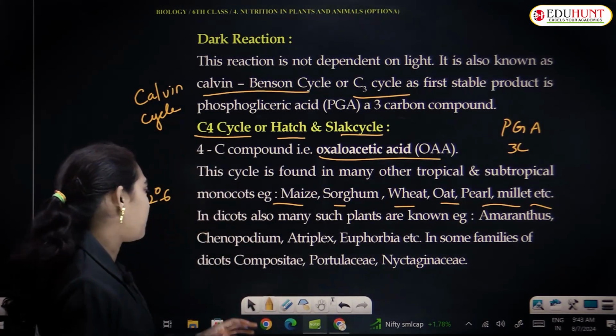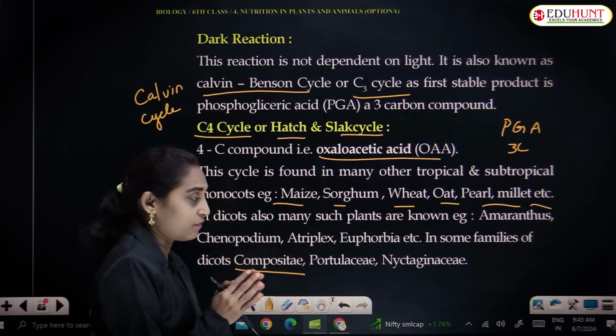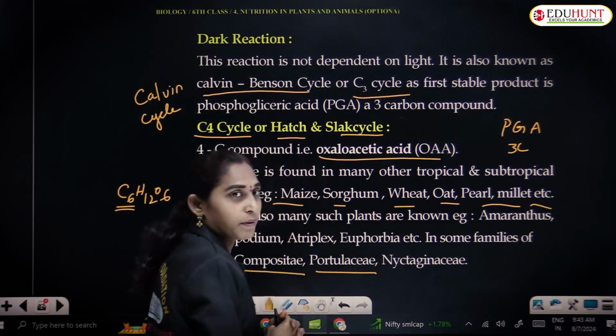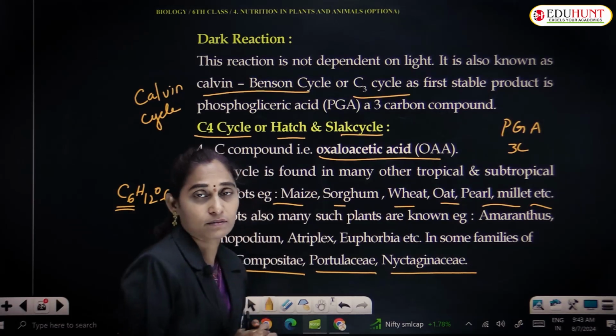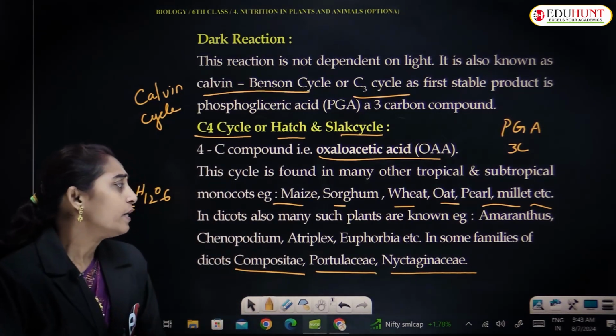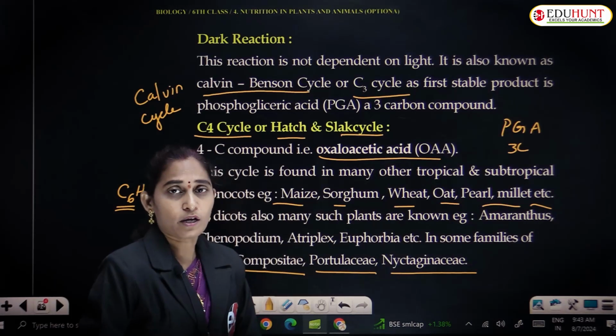And in some families like Compositae, that is Asteraceae, Portulacaceae, the family of the grass roses we see, and Nyctaginaceae, the family of Parijatam, in some plants of these families we also see the C4 cycle.